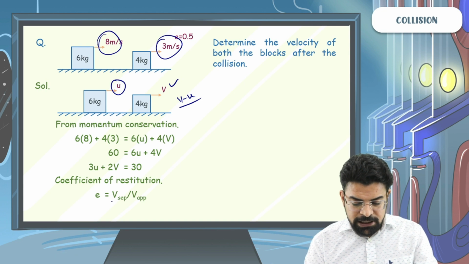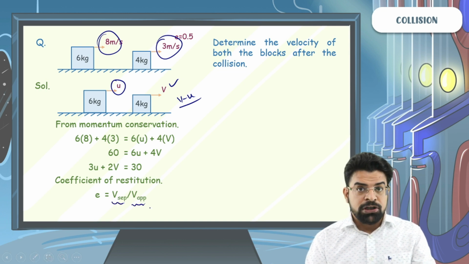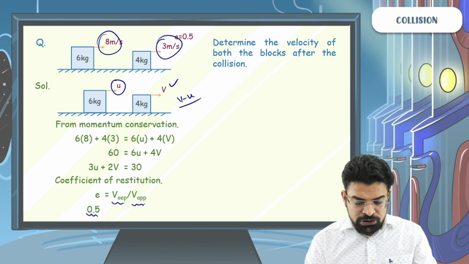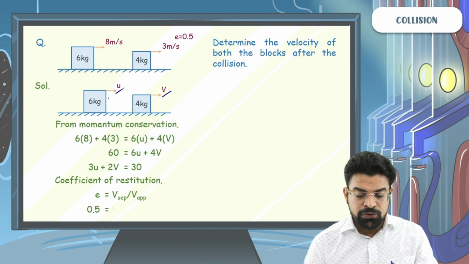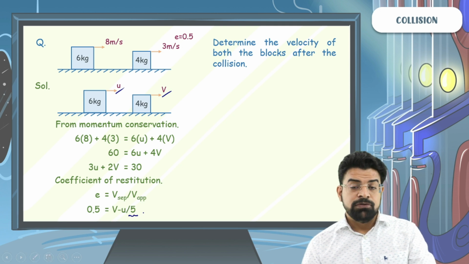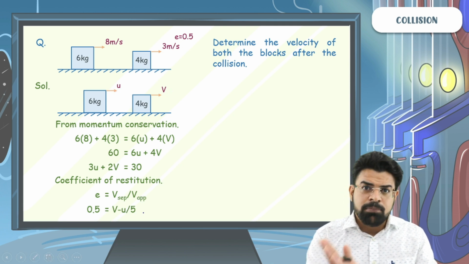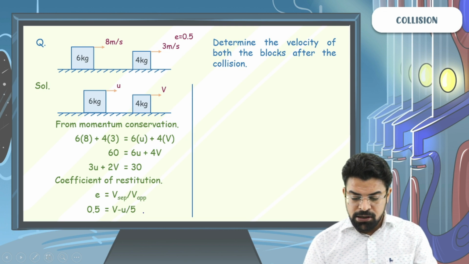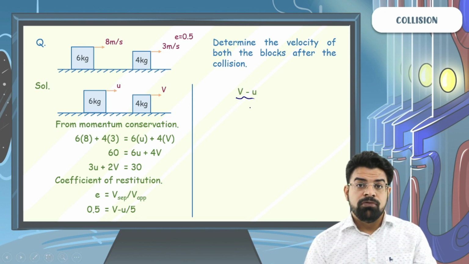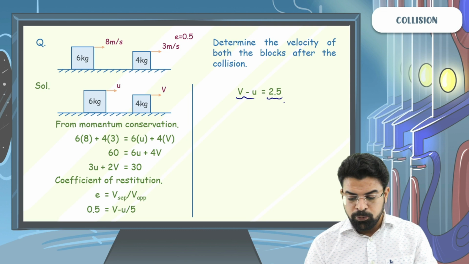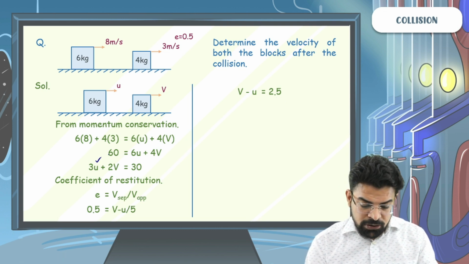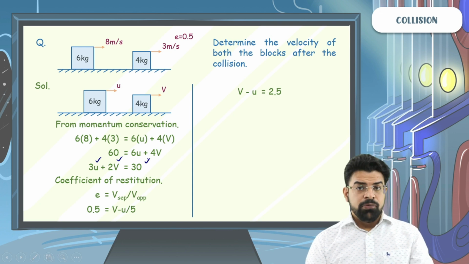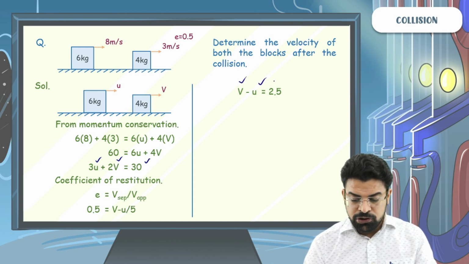So you will write E equals to velocity of separation upon velocity of approach. So that will be 0.5 equals to velocity of separation V minus U upon velocity of approach, which is 5. So on multiplying 5 on the left hand side, you will get V minus U equals to 5 into 0.5, that will be 2.5. Now again we have got two equations. The first equation 3u plus 2v equals to 30. The second equation v minus u equals to 2.5.